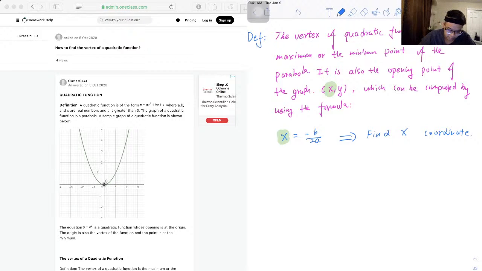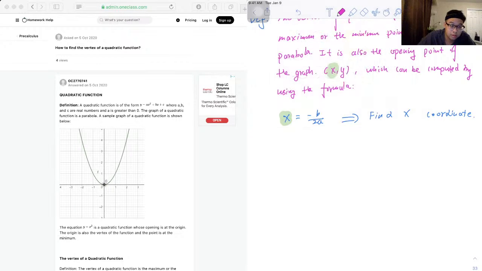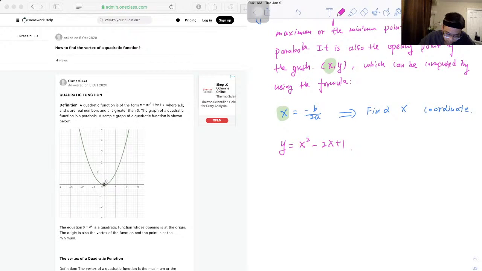And yeah, so let's use an example to explain that. Let's say we have a quadratic equation defined by y is equal to x squared minus 2x plus 1. Right. So in this equation, let's define our a, b, c first. So a is equal to 1, b is equal to -2, and c is equal to 1. Right? And now we just need to substitute the values into the formula, which is given by x is equal to -b over 2a.